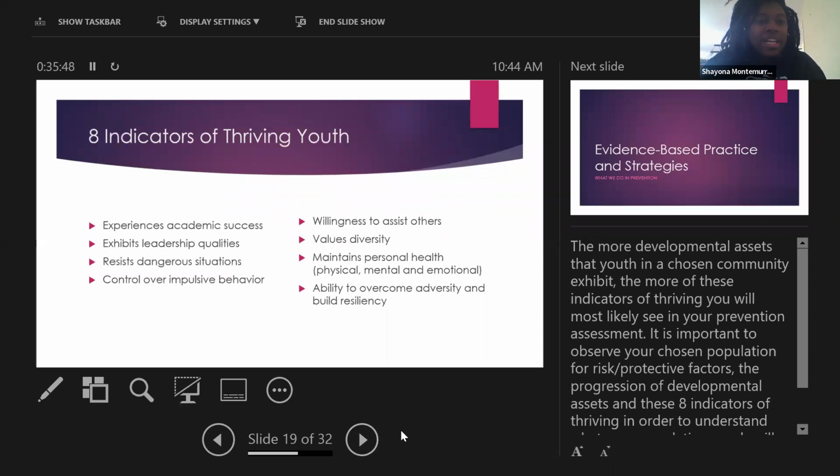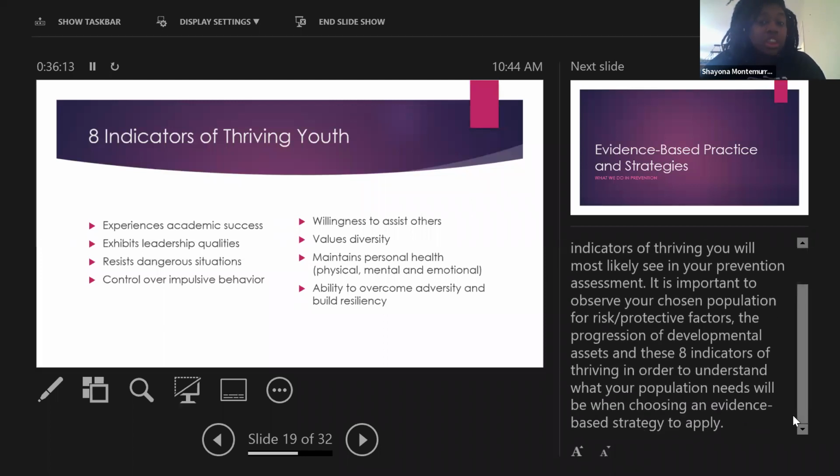And these are the 8 indicators of thriving youth. So the more developmental assets that youth in a chosen community exhibit, the more of these indicators of thriving you will most likely see in your prevention assessment. So it's important to observe your chosen population of risk factors and protective factors, the progression of developmental factors of youth within that community, and also to look at these 8 indicators of thriving in order to understand what exactly your population needs, what evidence-based strategy you should choose, and how to apply it.